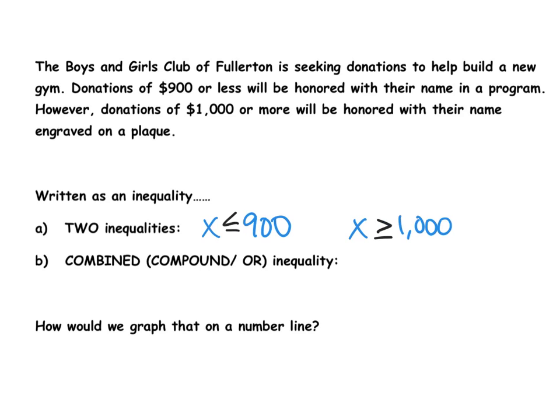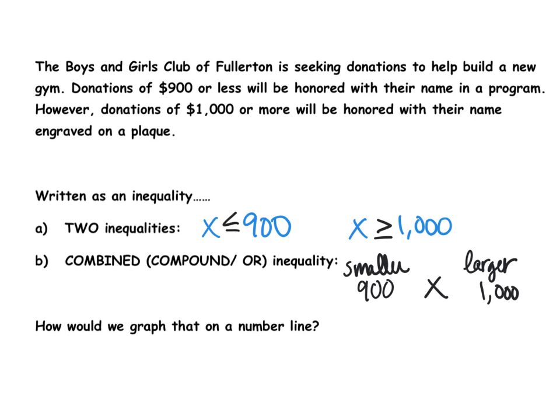Okay. Combined, here's the rules. The smaller number always goes on the left. You know, order, smaller to bigger. The X will go in the middle, and the larger number goes on the right. Okay. What number is smaller? What number is larger?